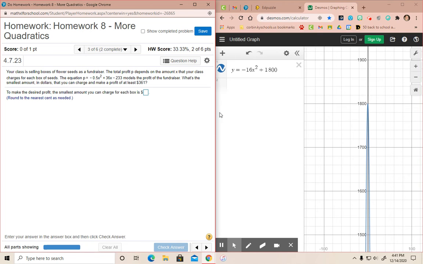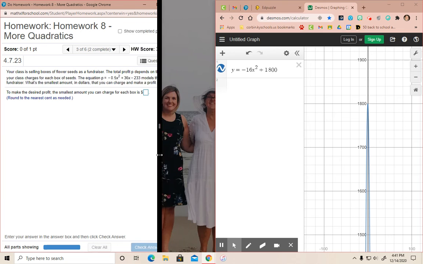Okay, your next one, your class is selling boxes of flower seeds as a fundraiser. The total profit, P, depends on the amount, X, that your class charges for each box of seeds. And then you're given the equation, and it models the profit of the fundraiser. What's the smallest amount in dollars that you can charge and make a profit of at least $361?